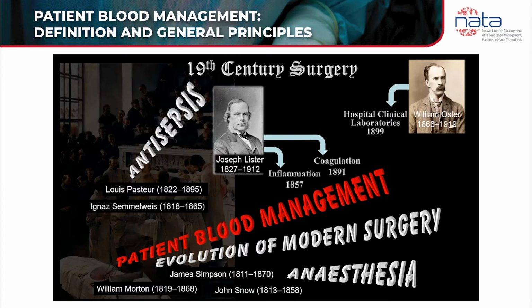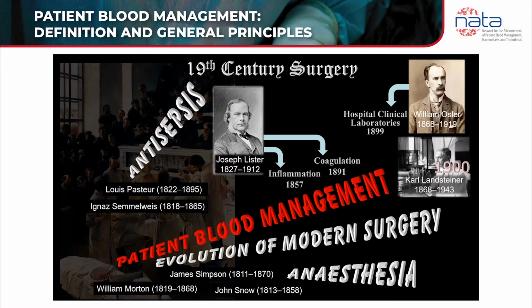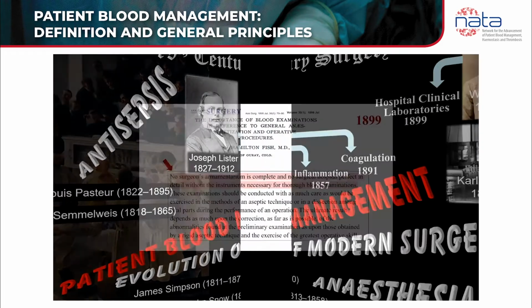And at the end of the 19th century, we have Sir William Osler, who I regard as the father of modern medicine because he integrated clinical laboratory services with clinical care and the introduction of major laboratory services into hospitals. And at the turn of the century, of course, we have Karl Landsteiner discovering the ABO blood groups.